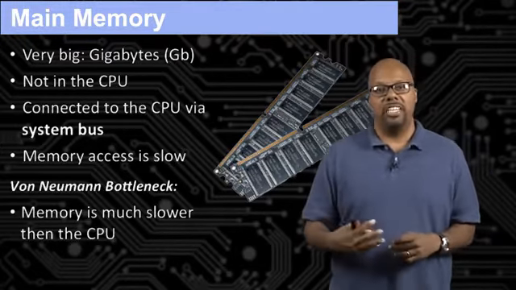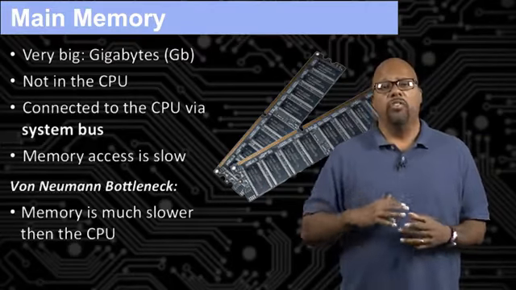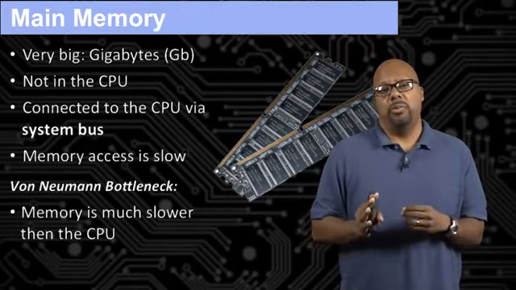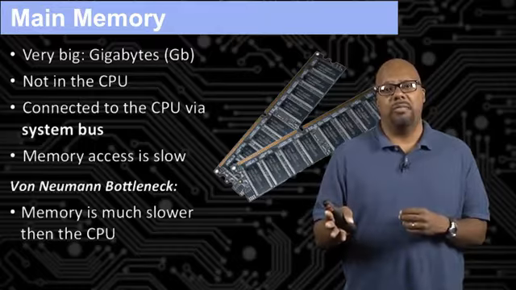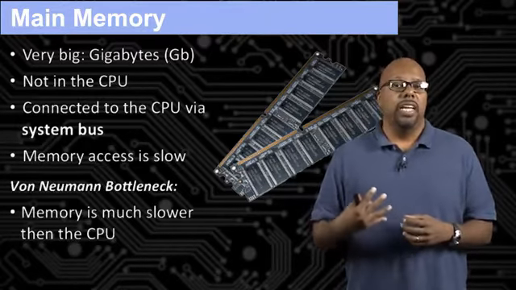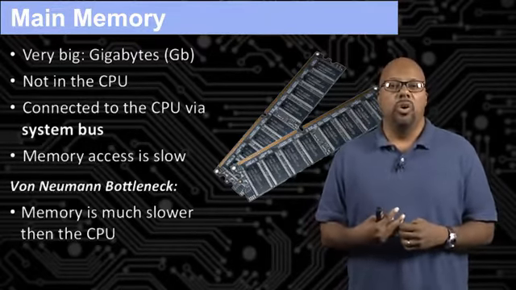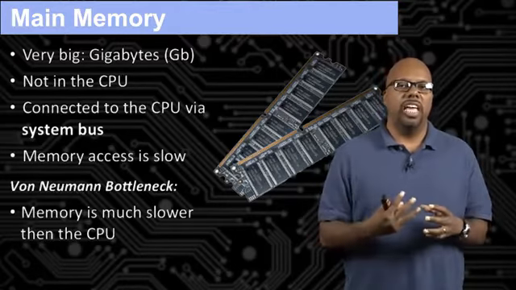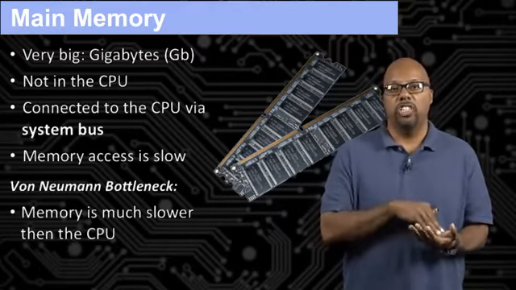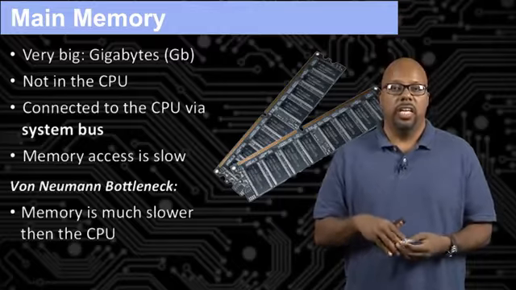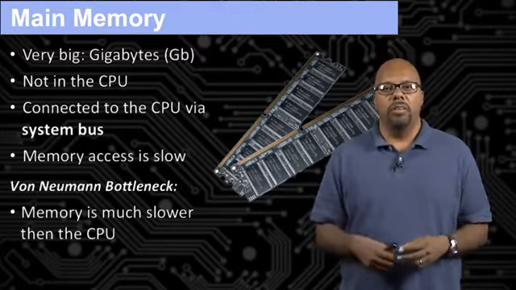And that is why people use caches, to avoid this von Neumann bottleneck. So the von Neumann bottleneck is the bottleneck to accessing main memory. It's the fact that the memory is much slower than the processor. So to avoid that, you basically use the cache. You try to rely on the cache and the registers as much as you can, so that you don't have to go to main memory.